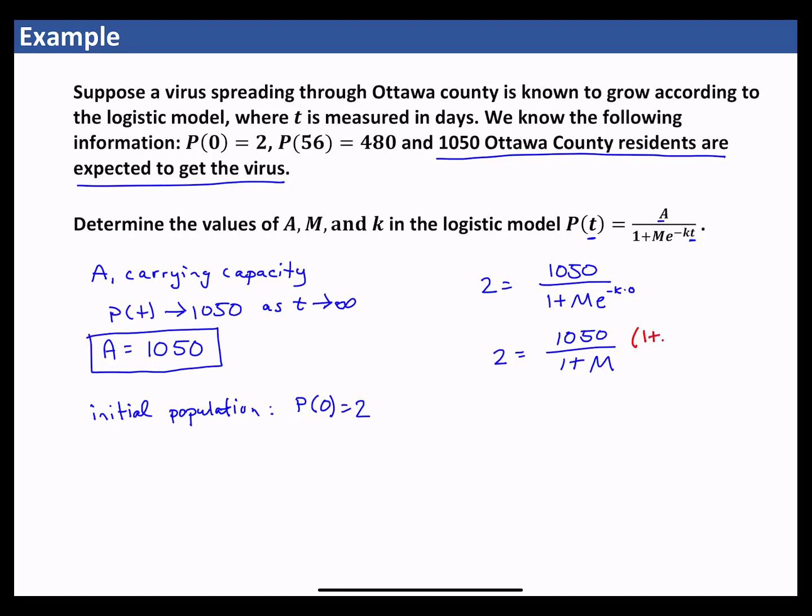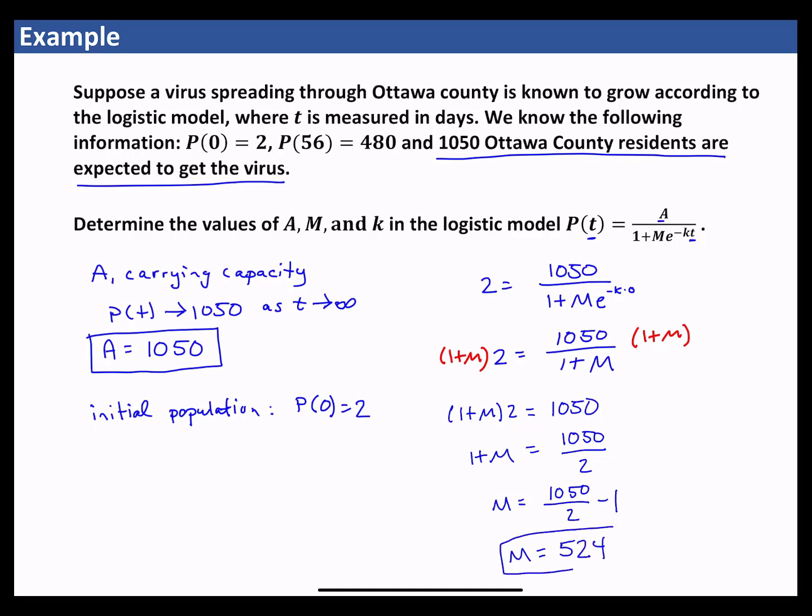We can multiply both sides by the quantity 1 plus m. So we'll have 1 plus m times 2 equals 1,050. Divide both sides by 2. And then subtract 1. So m is exactly 1,050 divided by 2 minus 1. And we can actually simplify that and continue to have an exact value, 524. If that was not exact, then I would have left it in the previous form. All right, we'll move on to another side to find the k value.